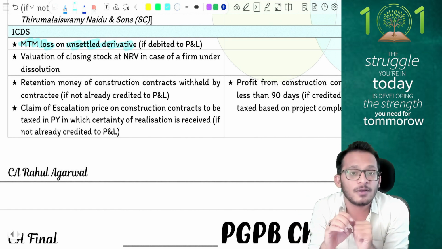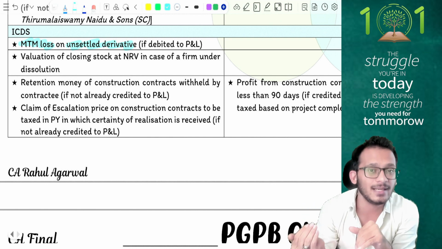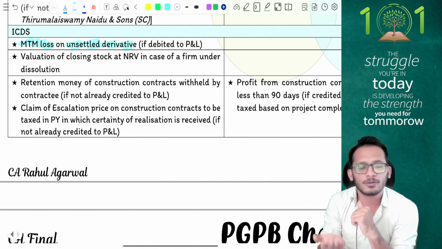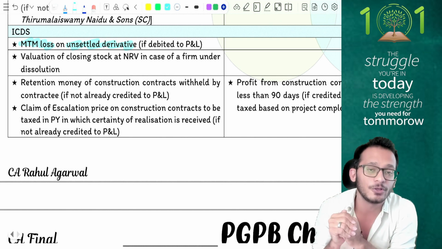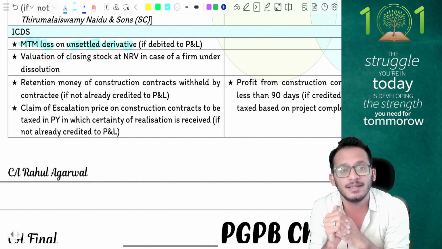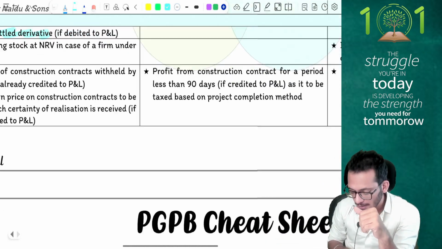But if this time the firm is dissolving itself, you cannot record it at 1 lakh, you have to record it at 1 lakh 20. Because you're going to record it at 1 lakh 20, your closing stock will increase. Because your closing stock is increasing, your profit will increase, and therefore you need to adjust the differential 20,000 in your P&L. That is point number 2.